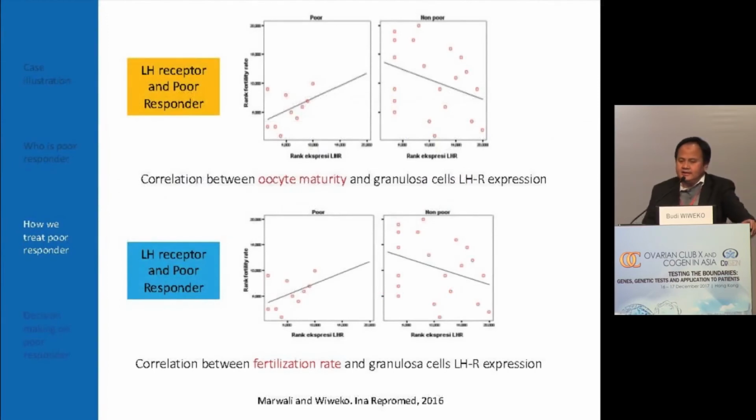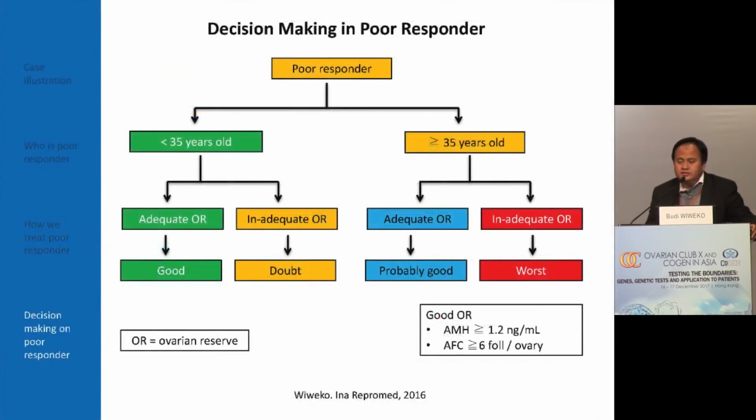Also, it is supported by the data, the positive correlation between LH receptor expression in the poor responder patients with the oocyte maturation and also with the fertilization rate. It is vice versa in the normal responder group: there is a negative correlation between LH receptor with the oocyte maturation and fertilization rate. So this explains that the poor responders need more androgen in order to increase the oocyte maturation and also the fertilization rate. So how do we treat the poor responder patients?